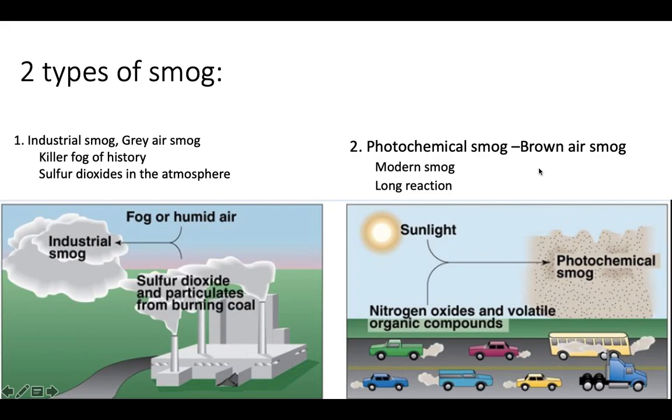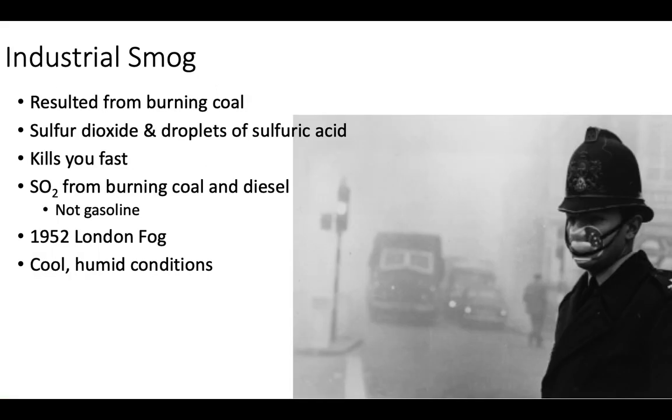This is the modern smog that you see over LA or Mexico City or Beijing, and it's formed through a long chemical reaction, but the essentials are that nitrogen oxides, NOx, and VOCs, volatile organic compounds, combine in the presence of sunlight to form photochemical smog. We're going to go through that a few times, so don't freak out if you don't understand it the first time. So a little bit of background on industrial smog.